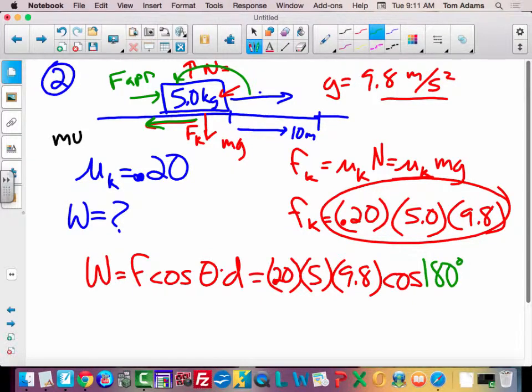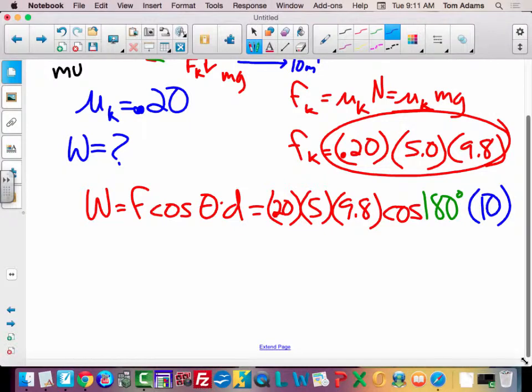And then the displacement is still the same, which is 10 meters. Is that a point 20? Yeah, it's a point 20. My smart board isn't so smart today. The calibration's off a little bit. So then if I multiply all that out, I get that the work is equal to negative, it should be 98 joules.